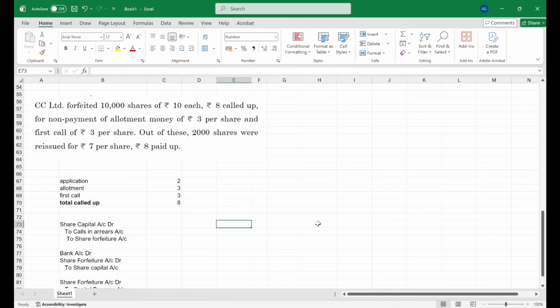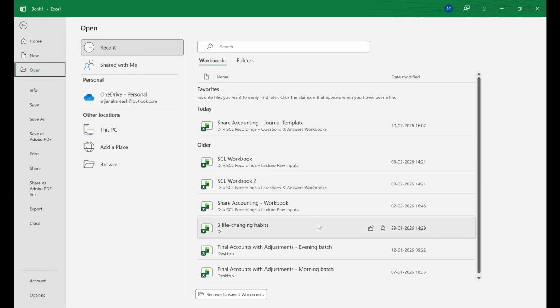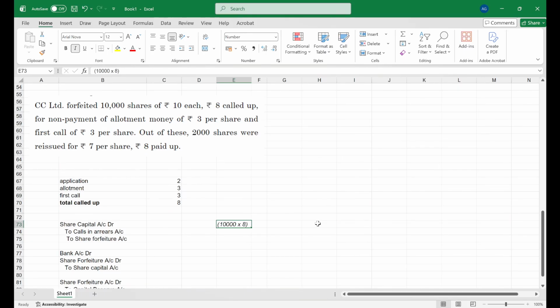Right. So let us start with the forfeiture. Forfeiture: share capital debit first, and the question doesn't have securities premium. Therefore, only 3 ledgers in this journal entry. First ledger, share capital debit. 10,000 shares I'm forfeiting. Again, how many only called up? 8 rupees. So you should always take called up value, 80,000. Right. Then calls in arrears.